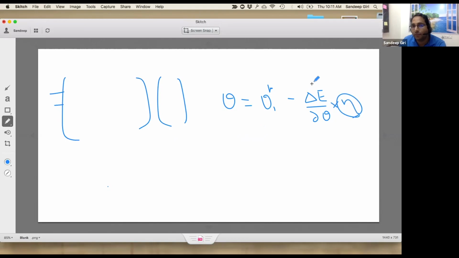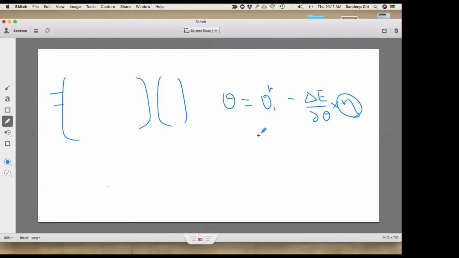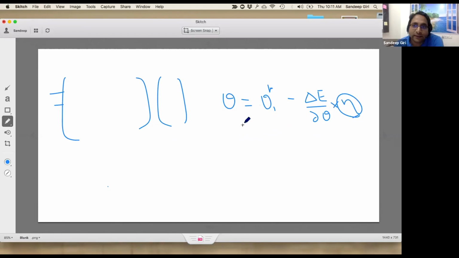If this is tiny, the impact on every time is going to be tiny. If this is huge, it might never converge. Okay, perfect. So this is what it is.